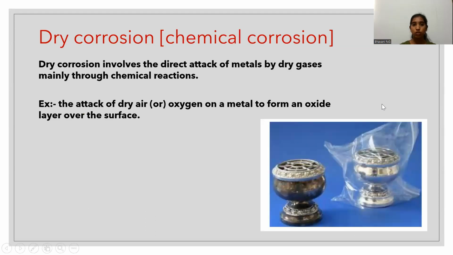Dry corrosion. It is also called chemical corrosion. Dry corrosion involves the direct attack of metals by dry gases, mainly through chemical reactions. Example: the attack of dry air or oxygen on a metal to form an oxide layer over the surface.